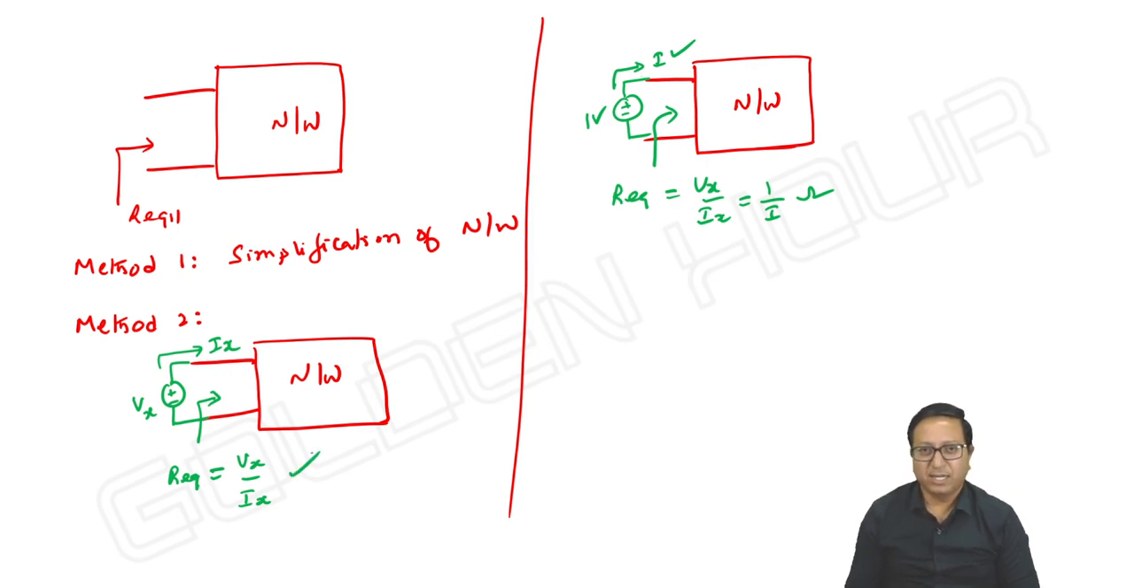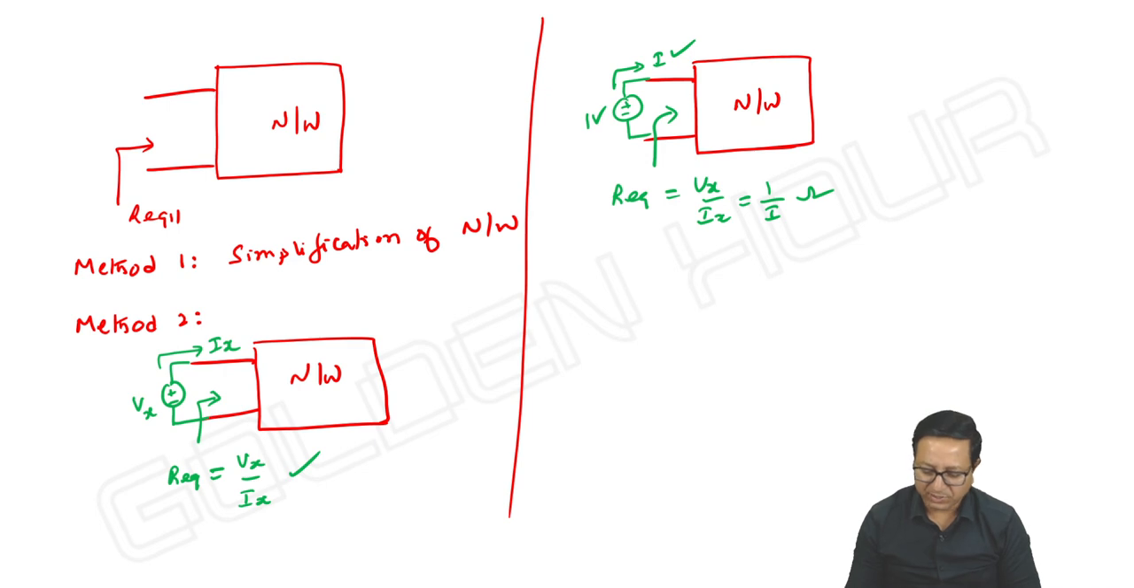And you can use current sources also. You can use a 1 ampere current source, so that R equivalent will be the voltage across the two terminals. That gives the equivalent because Vx is V and Ix is 1 ampere. So R equivalent is equal to V ohms. We can write that way also.